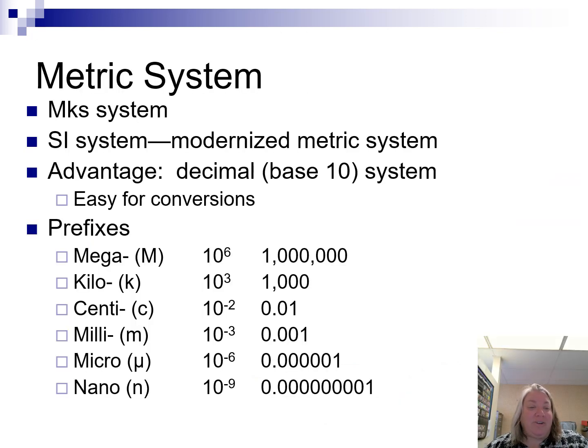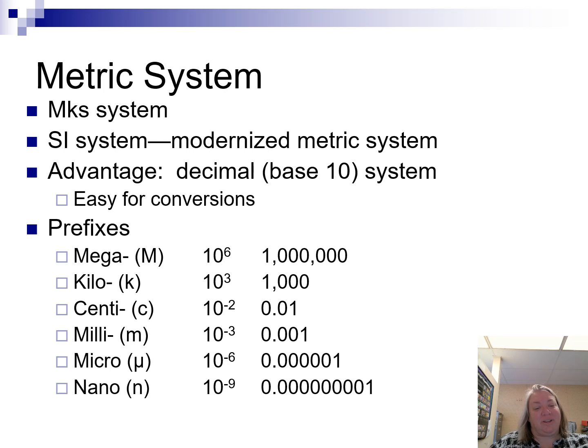So when we get to the metric system, again, we use the SI system. It's modernized. Mostly it's using the kilogram instead of a gram. The original system actually used the gram as the base for your mass. The advantage, again, is that we have something that's a decimal or a base 10 system. Very, very easy for conversions. So over here, we have some basic conversions for you. Now, I'm hoping you're somewhat familiar with the metric system.